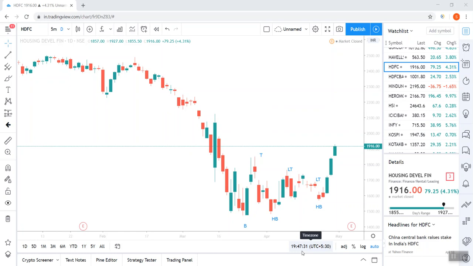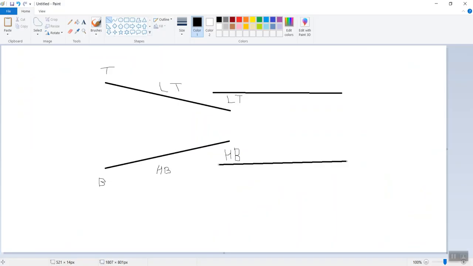Hello everyone, today we are going to look at the most important pattern, which is the symmetrical triangle pattern, which is price action based and can be traded on any time frame. So what exactly is a symmetrical triangle pattern?